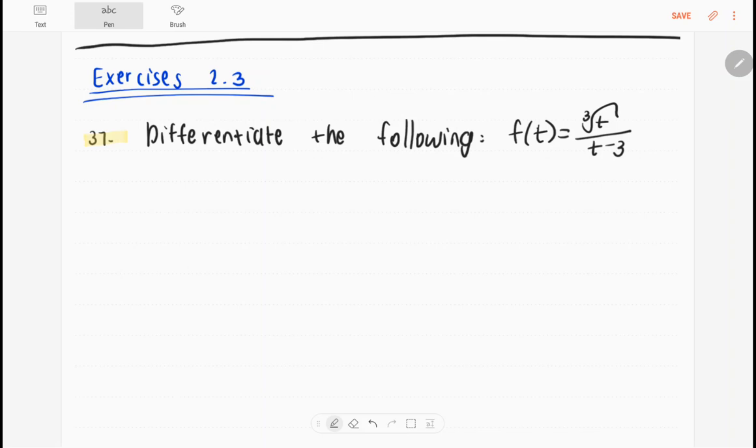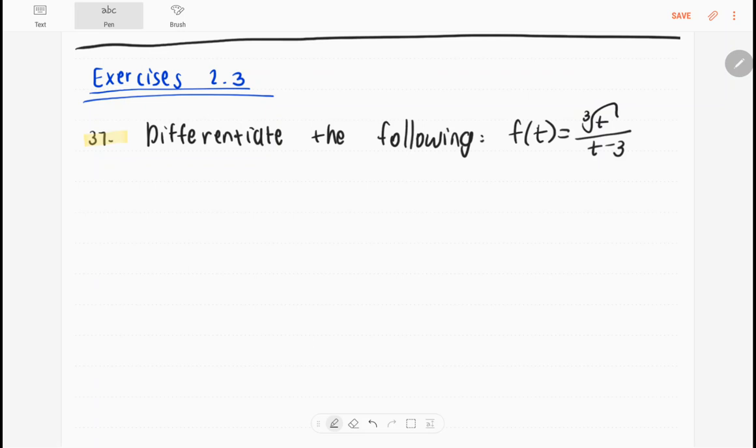We are now looking at the exercises under section 2.3, and it asks us at number 37 to differentiate the following. F of t equals the cube root of t over (t minus 3).